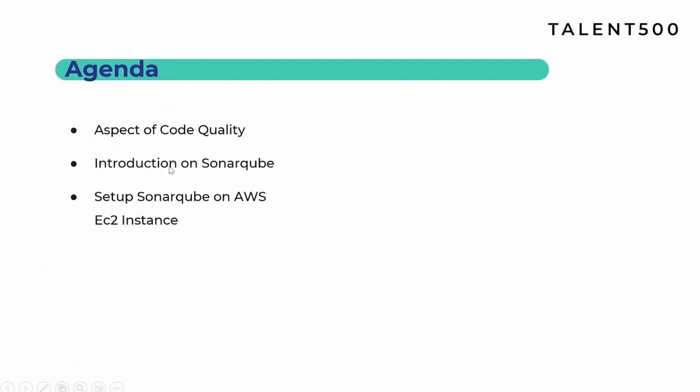Today we are going to learn how we can integrate a code quality tool with AWS CodeCommit. So let's get started with today's agenda. Today we'll understand what the aspects of good code quality are. We'll introduce what SonarQube is, and then we'll do a lab wherein we are going to integrate SonarQube with AWS CodeCommit and CodeBuild services, and we'll set up SonarQube on an AWS instance.